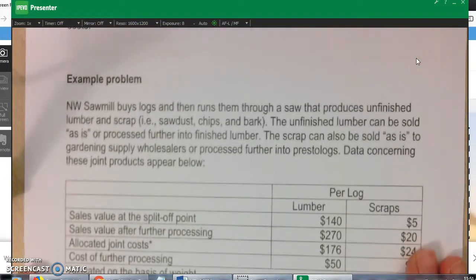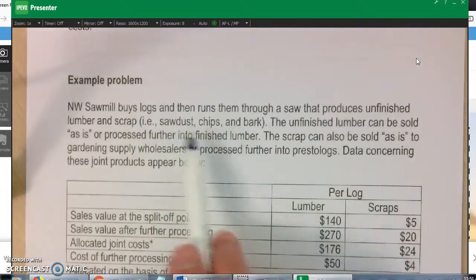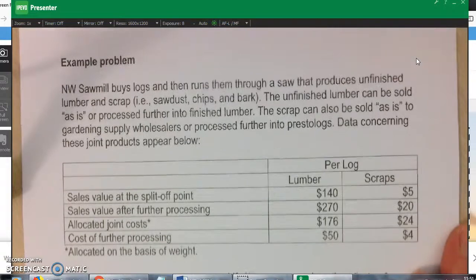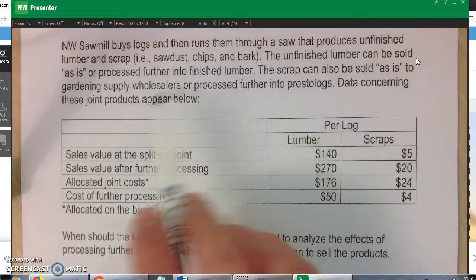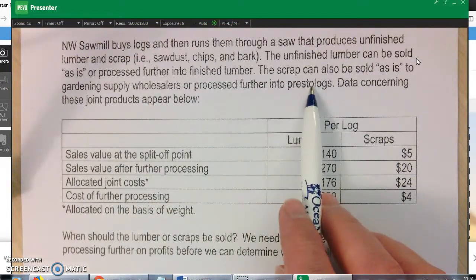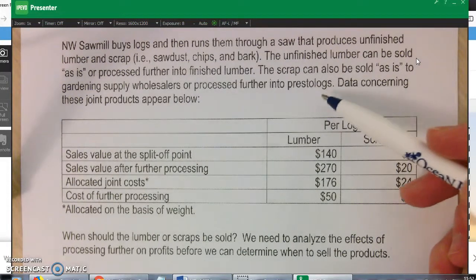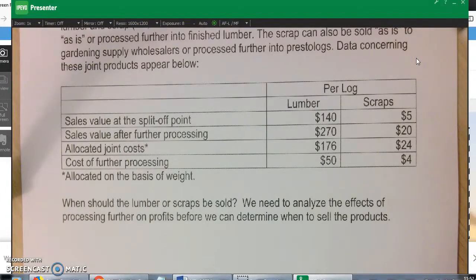So look over here at our sawmill. They buy logs and then run them through a saw that produces unfinished lumber and scrap, for example sawdust, chips, and bark. The unfinished lumber can be sold as is or further processed into finished lumber. The scrap can be sold as is to garden supply or processed further into Presto logs, those fire logs you can buy at the grocery store or the hardware store, rather than making a fire with sticks from the backyard and your own firewood. I don't personally think they work as well. They don't burn as hot, but they are much easier.